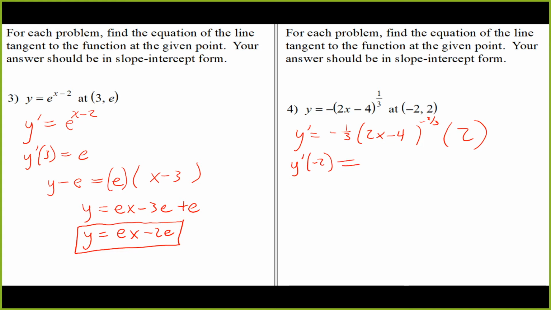Okay, so I'm going to substitute this for my x value. That gives me -1/3 times 2 by -2 minus 4 to the -2/3 power times 2. Okay, I need to simplify this up a bit. What's the first thing you see that you would simplify?